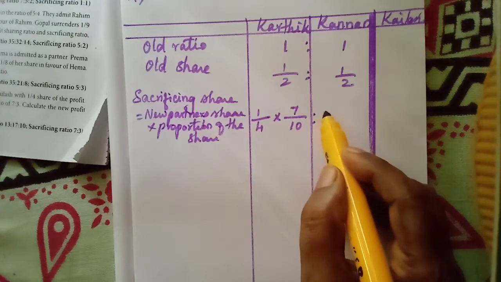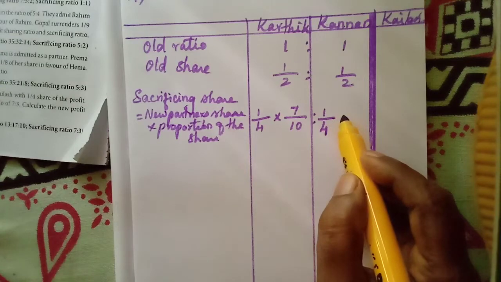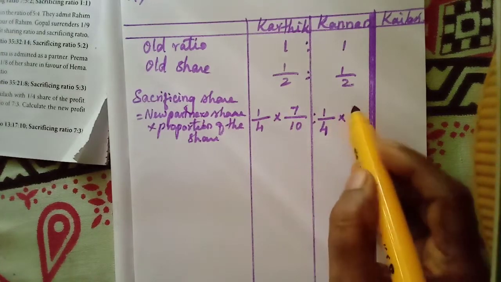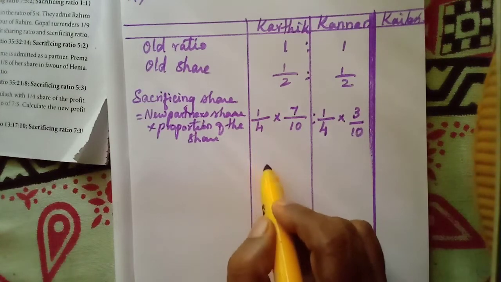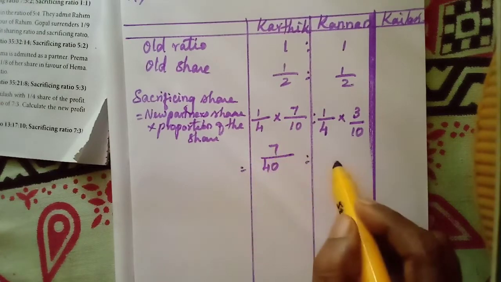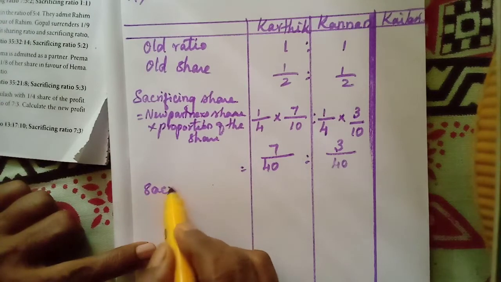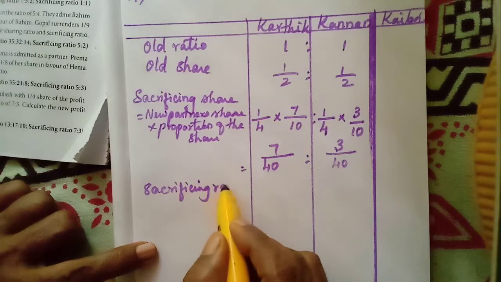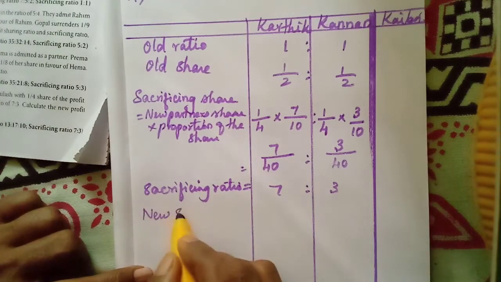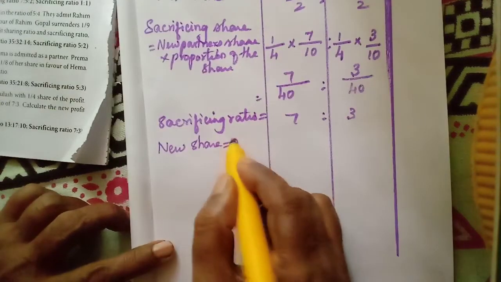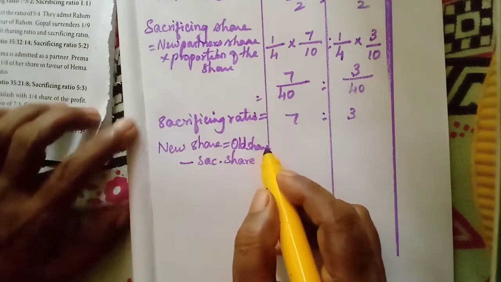Here 1 by 4 into 7 by 10, and here 1 by 4 into 3 by 10. Okay, so we will multiply: 7 is to 3 over 40. So what is the sacrificing ratio? 7:3. Now new share as usual. Okay, old share minus sacrificing share. What is the old share?